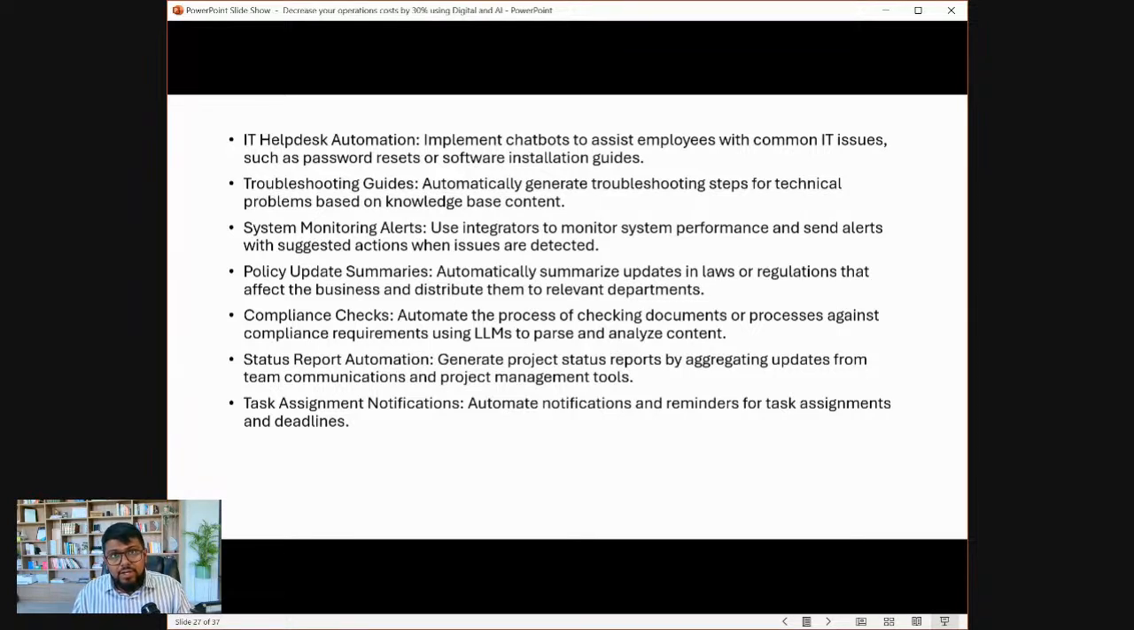System monitoring alerts. If something is going wrong, you can place sensors. And if you've got technical systems that you can identify, you can use AI to do predictive maintenance through that. Things like policy updates and summarizing those, compliance checks. If you work in an industry where there are multiple compliances, you can train your AI coworker so that they are always on top of this compliance game.